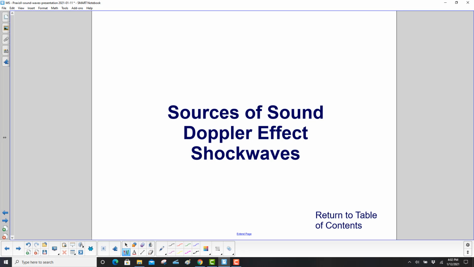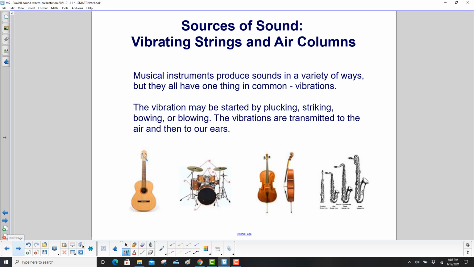Sources of sound, Doppler effect, and shockwaves. We're going to talk about two sources of sound, vibrating strings and air columns. Musical instruments provide sounds in a variety of ways, but they have one thing in common, vibrations. The vibration may be started by plucking, striking, bowing, or blowing. The vibrations are transmitted to the air and then to our ears.